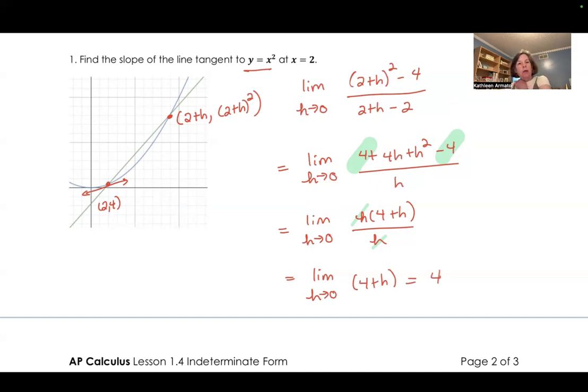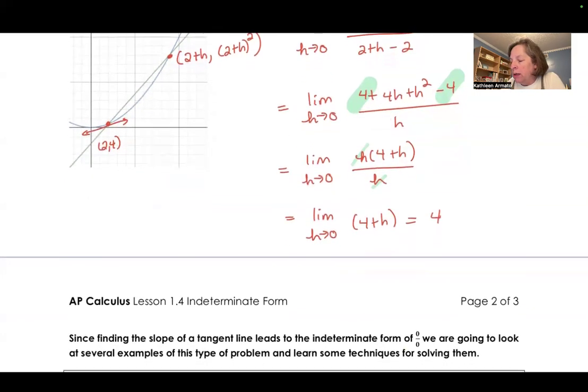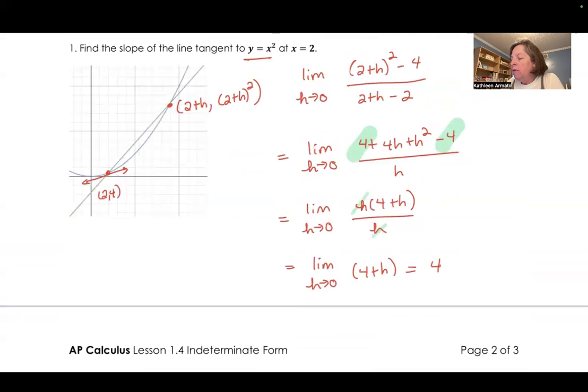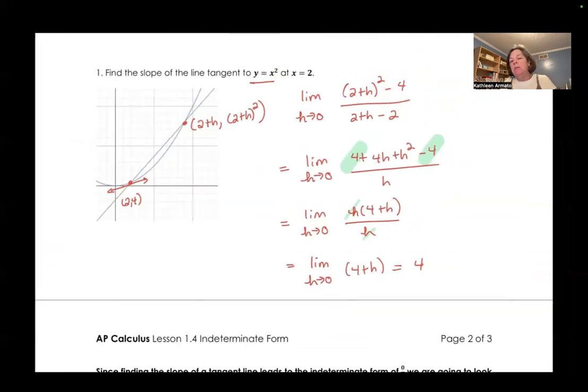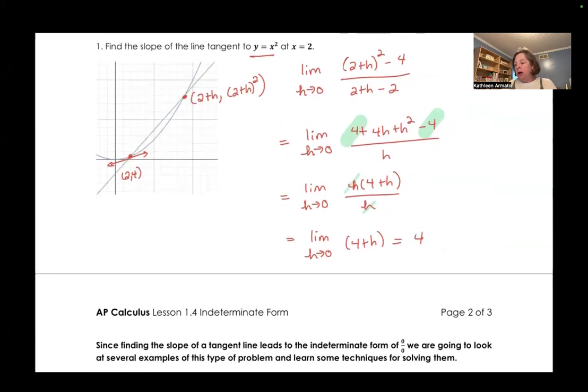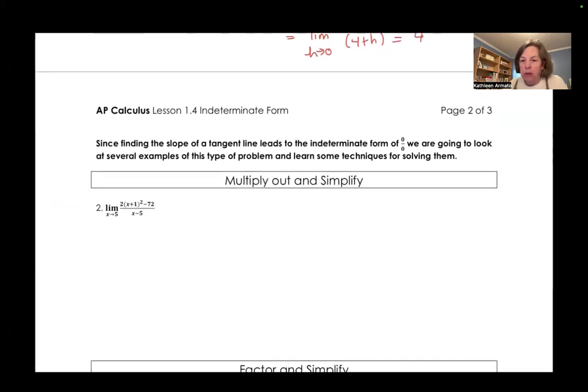If you recall, that's what we got in the past lesson when we looked at using a table of values. We got that the limit was 4. The slope of the tangent line at 2 on y equals x squared is 4. So the focus of today's lesson is going to be, what do we do when we have an indeterminate form? Again, that means we have 0 over 0 when we do direct substitution. And just as a little algebra helped here, a little algebra is going to help us do these problems. There are 4 algebra techniques we're going to talk about.